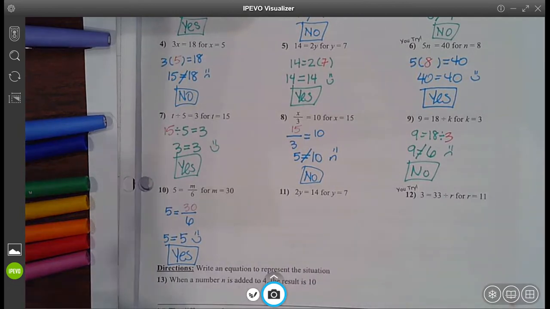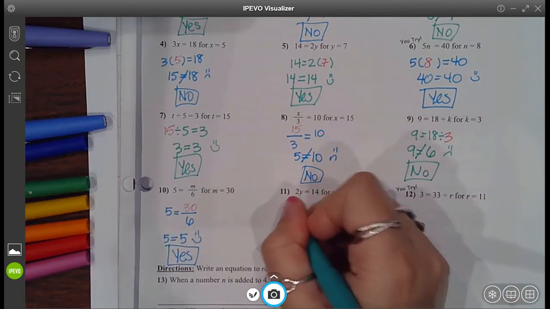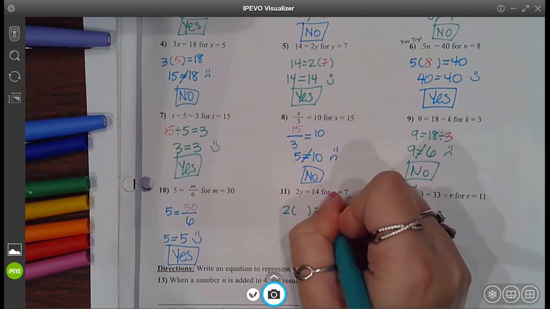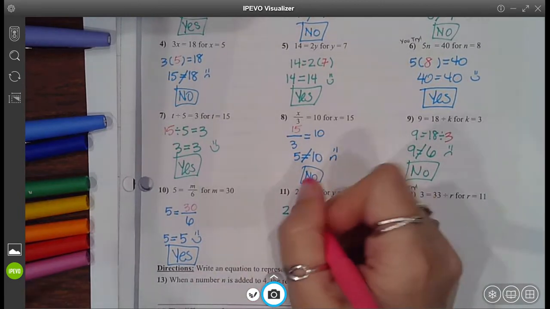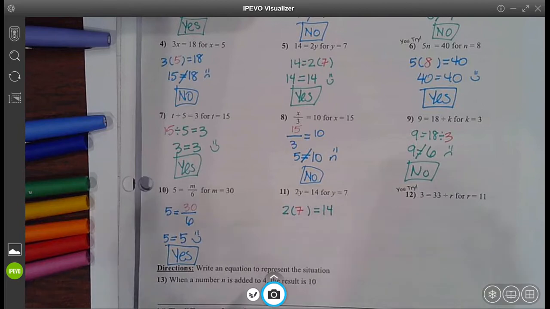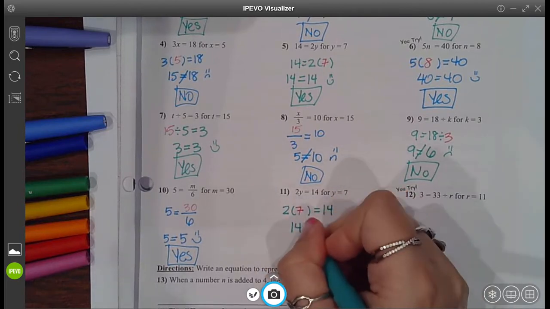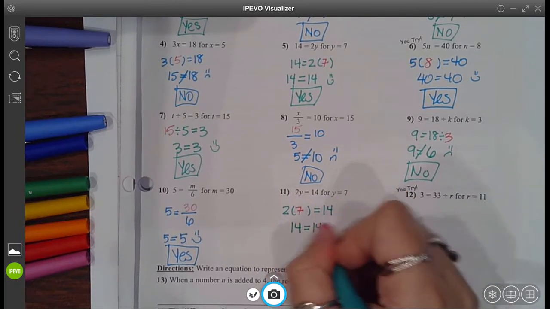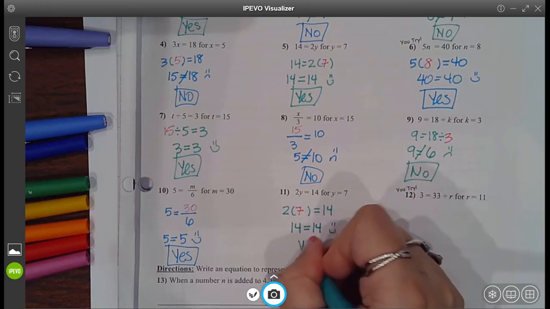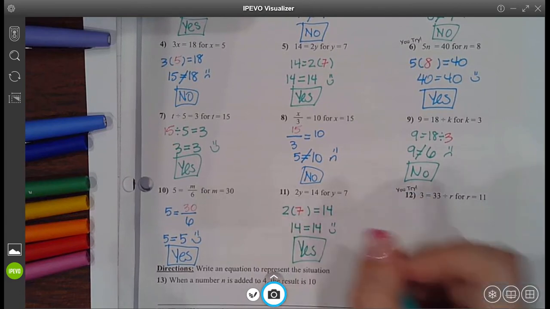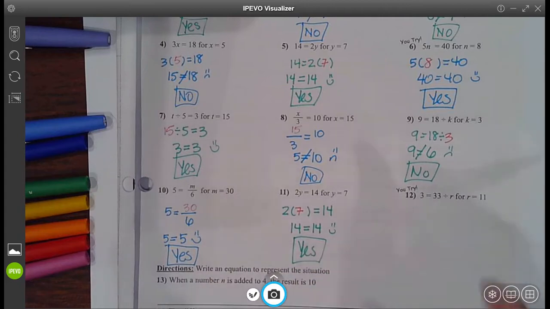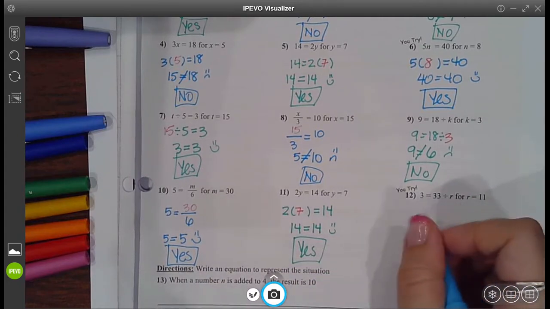And you do that by substituting in the number. So 2 times what is 14? They think it's 7. So double check it for them. 2 times 7 is 14 equals 14. Did it end in a true statement? Yes, it did. So 7 was indeed the correct solution or answer. Okay, you guys try this one.